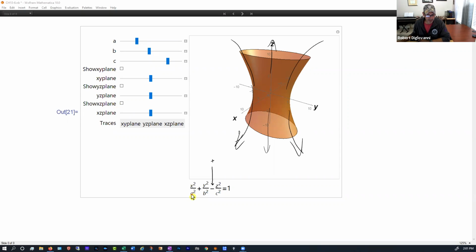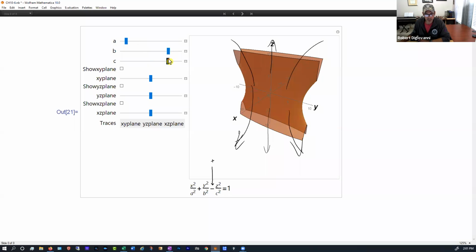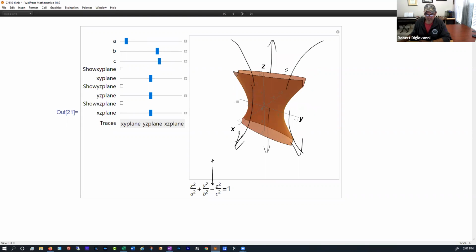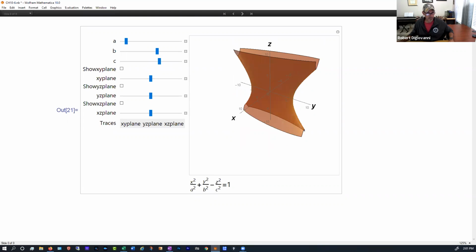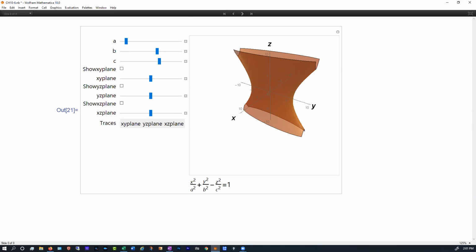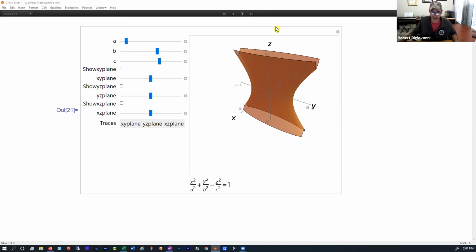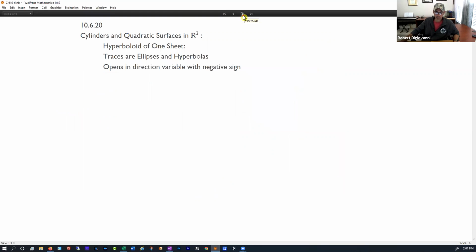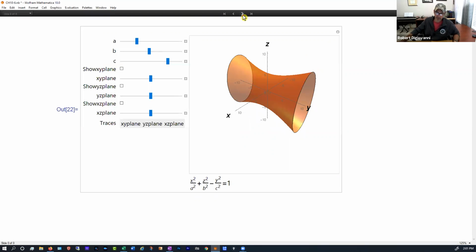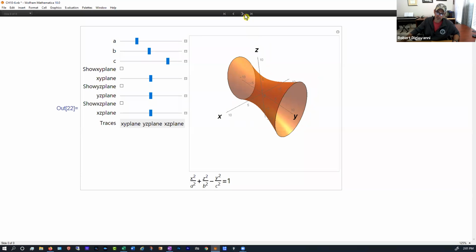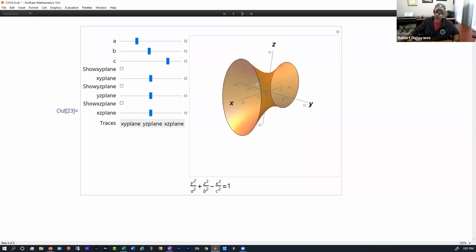I can change A, B, and C to show you how it changes the shape. If I change A, it does something. Change B, it looks like something else. Change C, weird shape. Oh, we need the other cases. Sorry, I keep forgetting that. This is it down the y-axis. This is it down the x-axis.